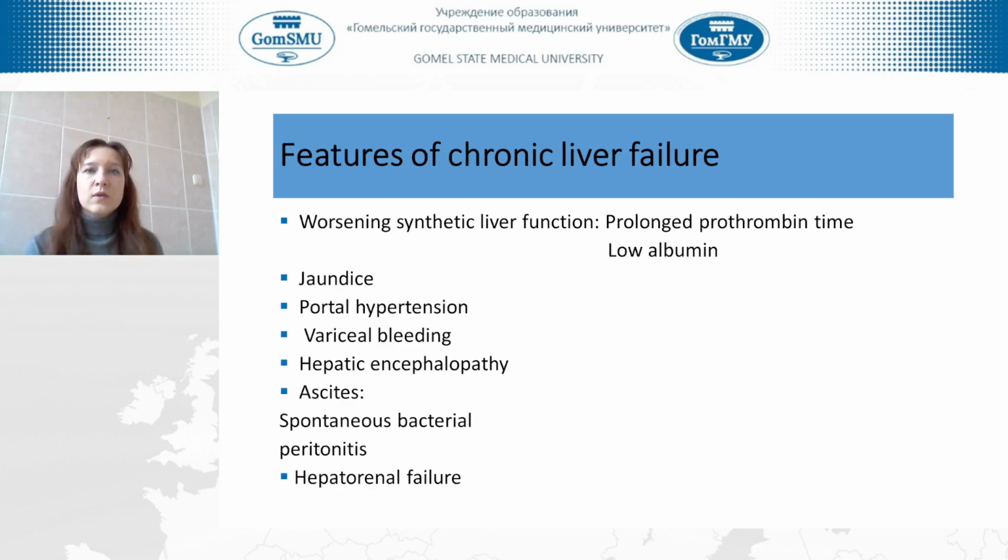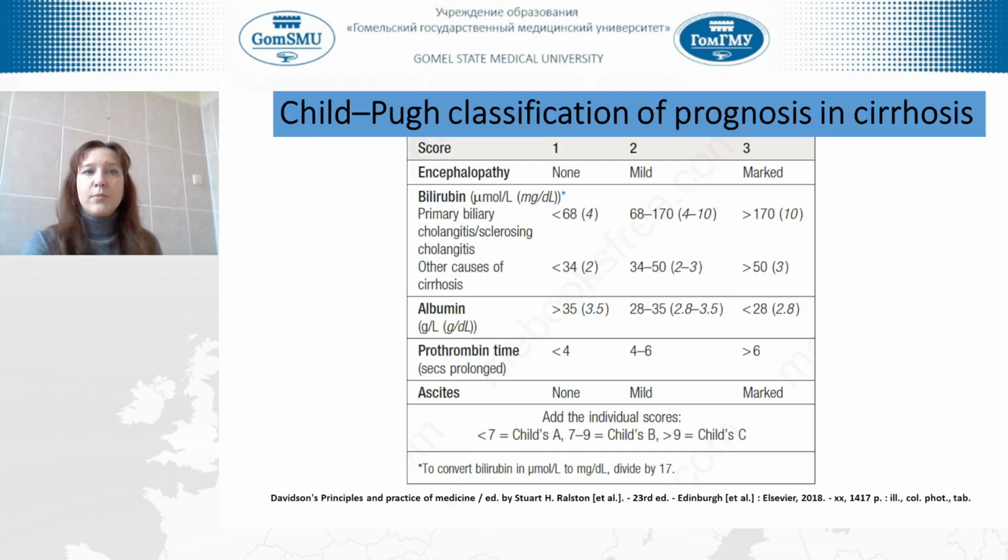Features of chronic liver failure: worsening systemic liver function, prolonged prothrombin time, low albumin, jaundice, portal hypertension, peripheral bleeding, hepatic encephalopathy, ascites, spontaneous bacterial peritonitis, hepatorenal failure. Child-Pugh classification of prognosis in cirrhosis.